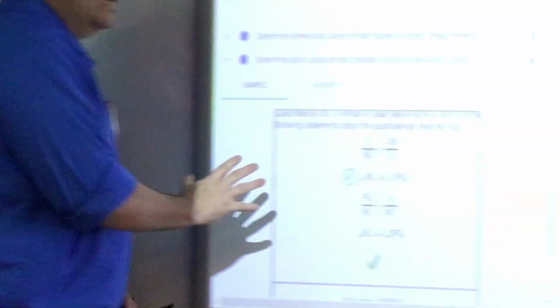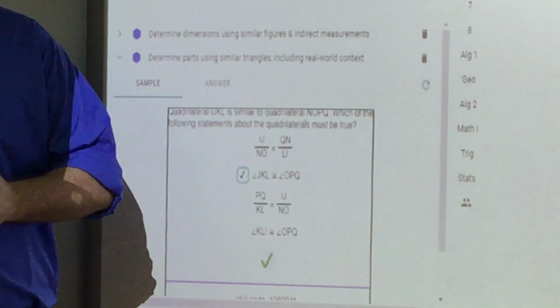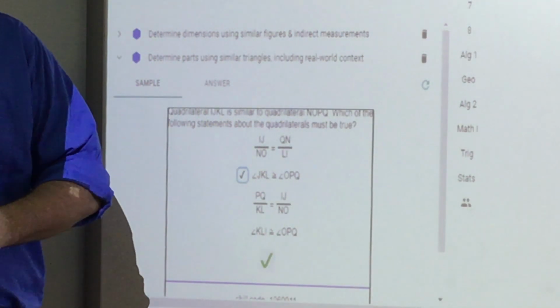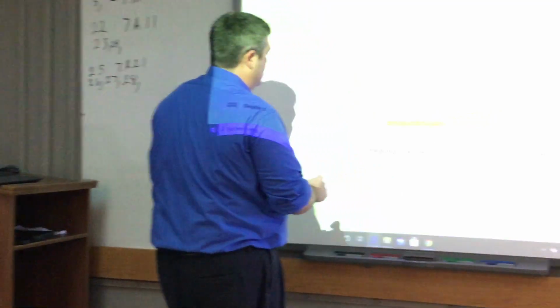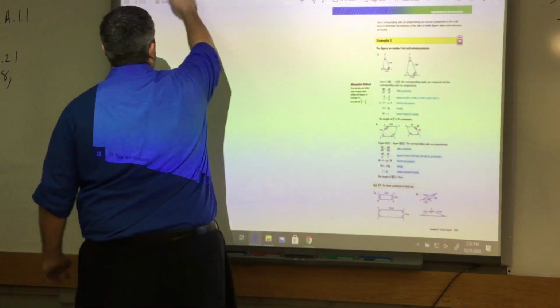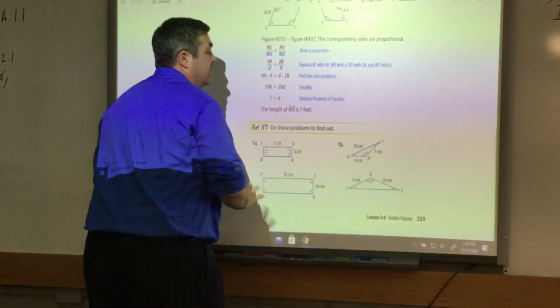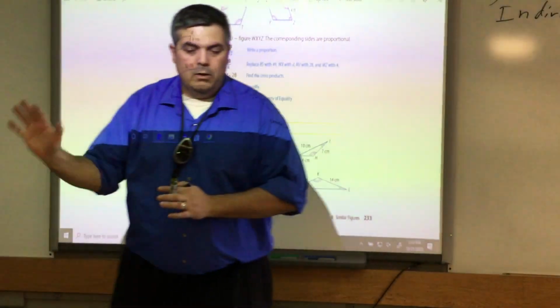All right, so that's what we're looking at here. That's how you check similar figures and congruent. Now we want to take a look at indirect measurements, but I want one more thing before I go there. That's just how you check to see if something's similar or congruent.